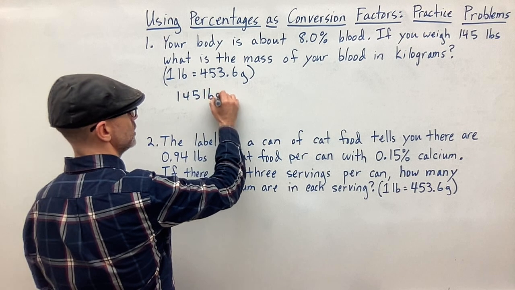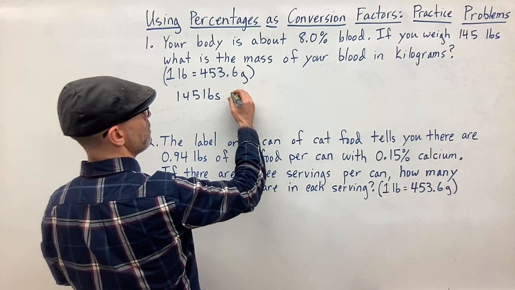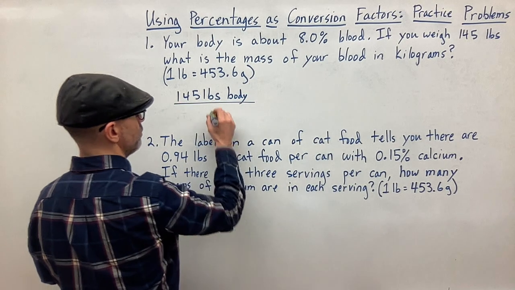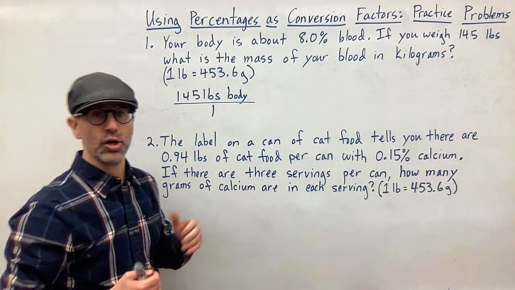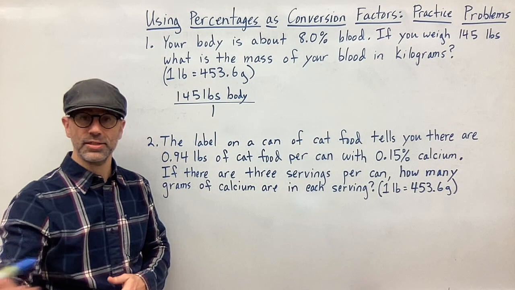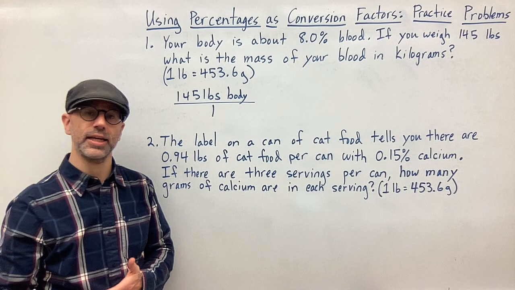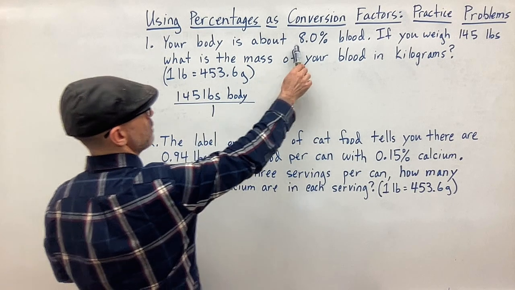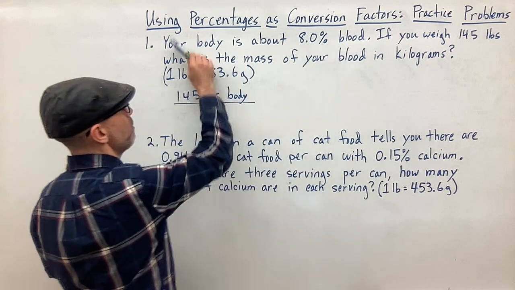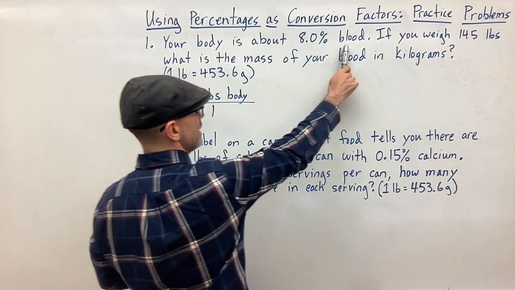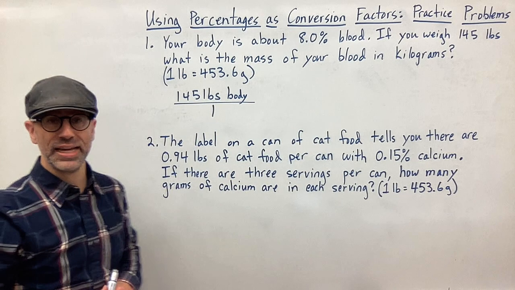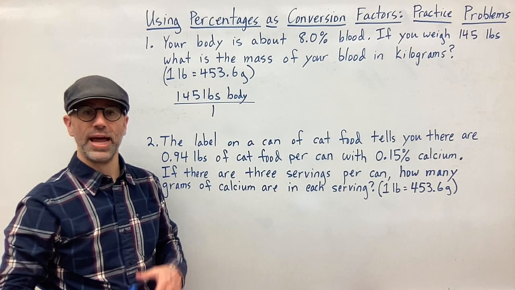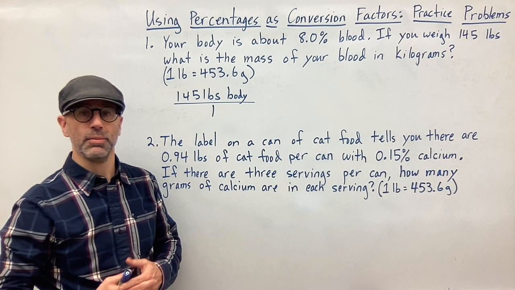So we're going to start with our 145 pounds. And this is the body, right? So this is the weight of the body. So we want to convert the weight of the body to mass of blood in kilograms. So we're going to need to convert. But we're told that 8.0% of the weight of the body is blood. And we're not told what that percent is, but we can assume that percentage is percent by mass. So we have 8% by mass of the body is blood.